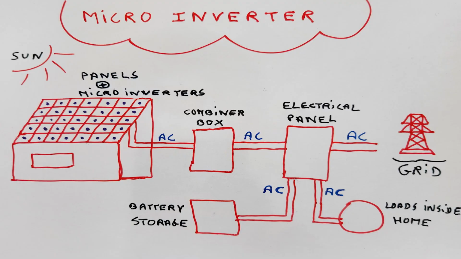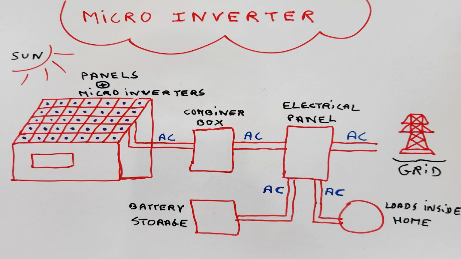Let's now compare this particular configuration to the micro-inverter solution. As we now see on the micro-inverter diagram, we have a micro-inverter that is mounted underneath each panel, and the purpose of having the micro-inverter is to maximize the power production of each panel and allow for panel level monitoring.